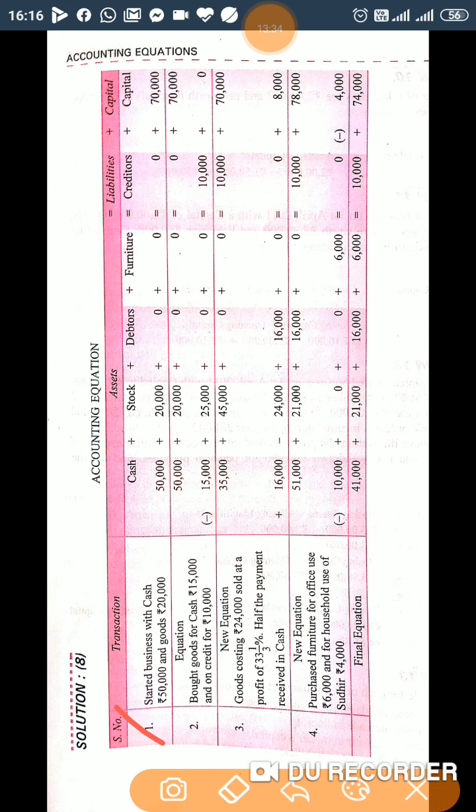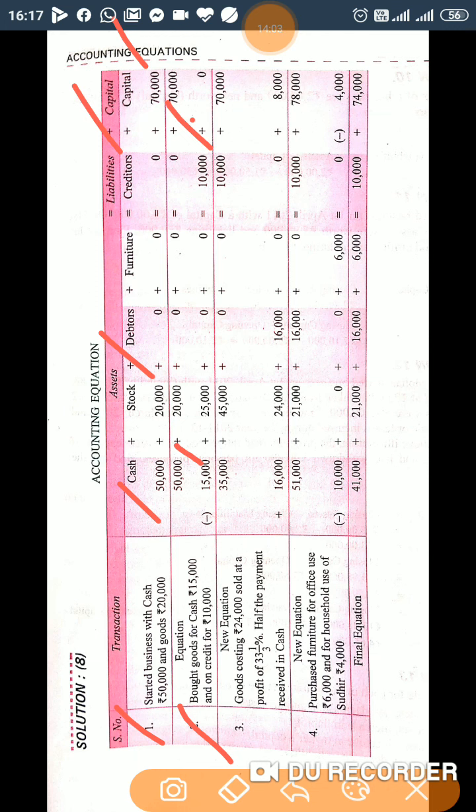First transaction, started business with cash 50,000 and goods. So cash 50,000 and stock 20,000. Total capital 70,000 you will write just below the capital. Now next, bought goods for cash 15,000 and on credit 10,000. So cash is decreased by 15,000. On credit 10,000 means supplier, that is creditor, should be added, increased by 10,000.